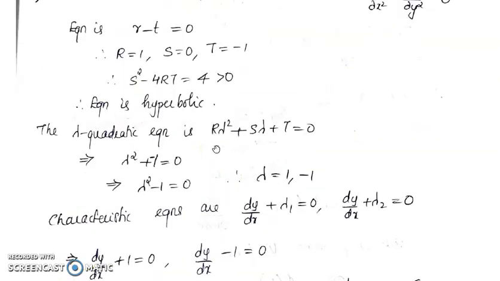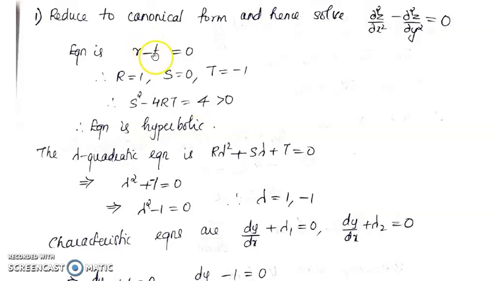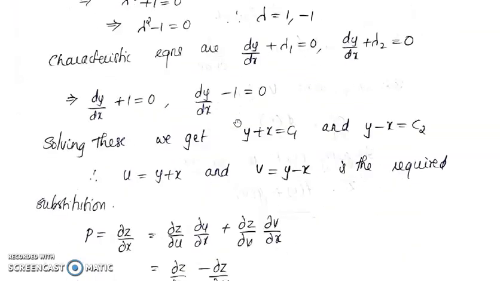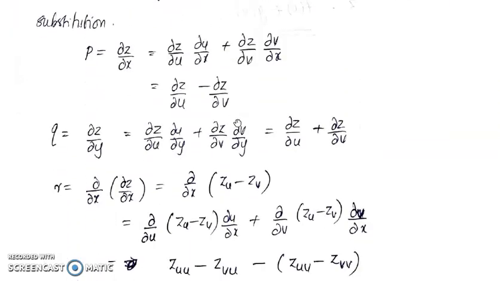Next you need to find R and T. R is dou square z by dou x square, T is dou square z by dou y square. So you can evaluate the partial derivatives. We need to find only R and T. R is dou by dou x of dou z by dou x. So that is dou by dou x of zu minus zv. Now again use the chain rule.